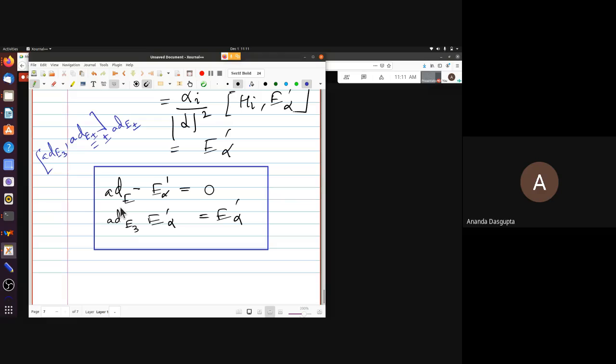Okay, close. What do you know about the SU2 Lie algebra? If you have an SU2 representation, then you will have a lowest weight state, which is killed by E minus, the lowering operator. No problem there. So this just shows that E alpha prime must be the lowest weight state in an SU2 representation. However, what do you know about the E3 eigenvalue of a lowest weight state?